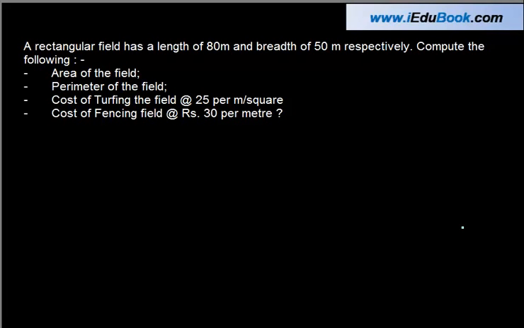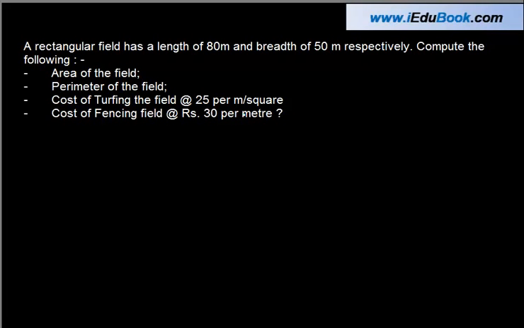A rectangular field has a length of 80 meters and breadth of 50 meters respectively. Compute the following. The first thing is area of the field. The second is perimeter of the field. The third is cost of turfing the field at 25 per meter square. And the fourth is cost of fencing the field at rupees 30 per meter.